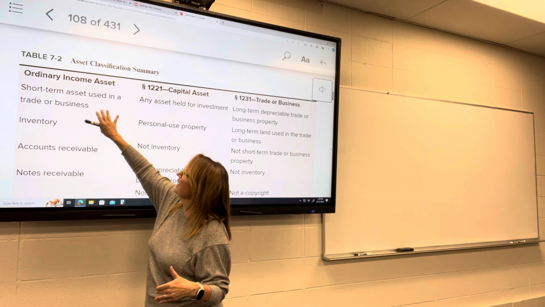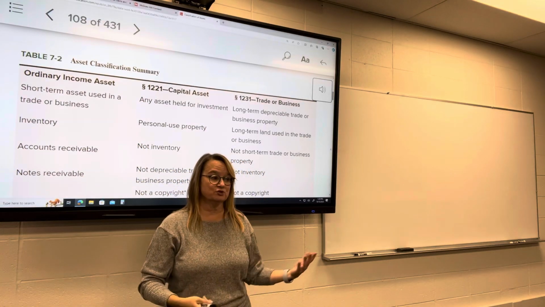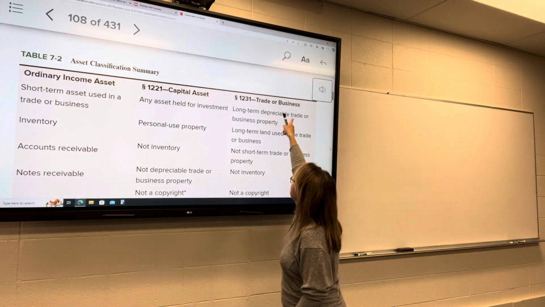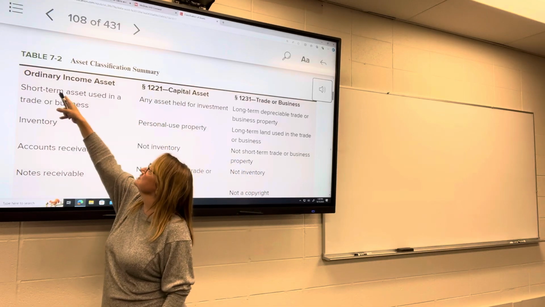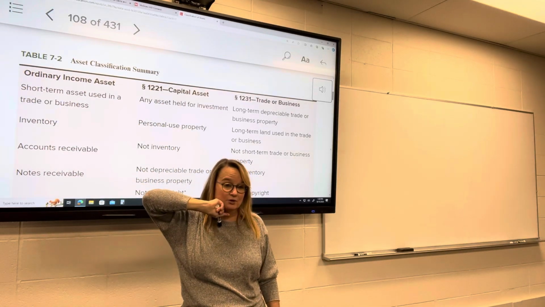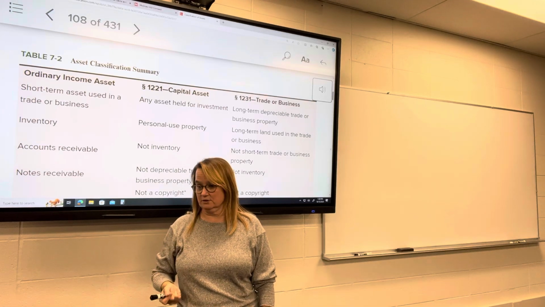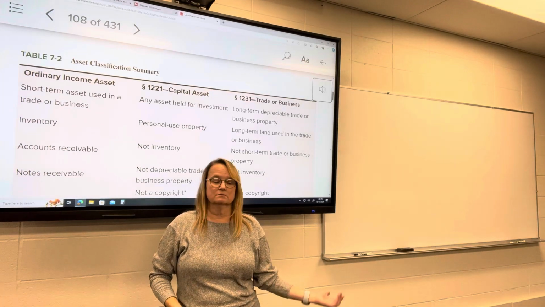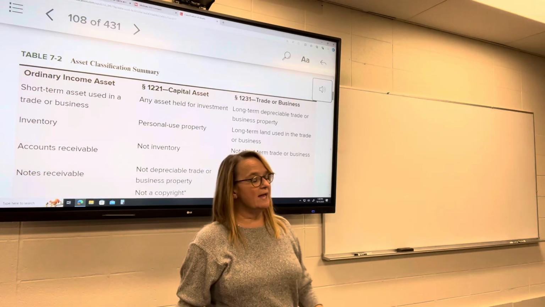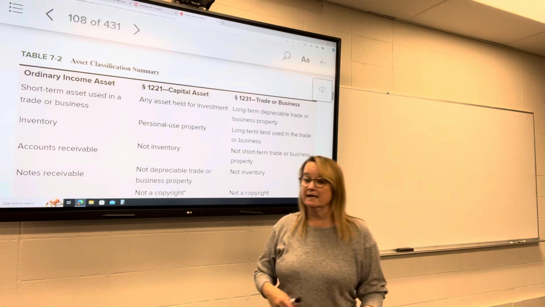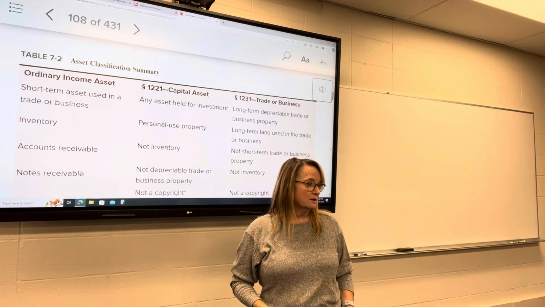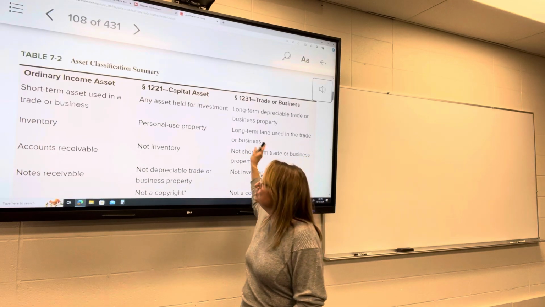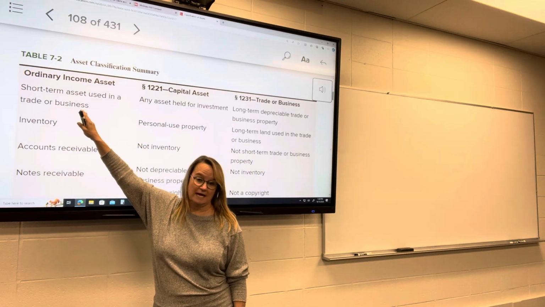So short-term assets used in a trade or business, and we're going to define short-term as a year or less, basically. So it is possible for these trade or business assets to move over to this ordinary income asset category if you held them for less than a year. If you bought a piece of equipment for $10,000 today, October 15th, and then you end up selling it next April, you've held it for less than a year. When you sell it, that's generating ordinary income because it's less than a year. So it kind of moves over to this ordinary income asset category.